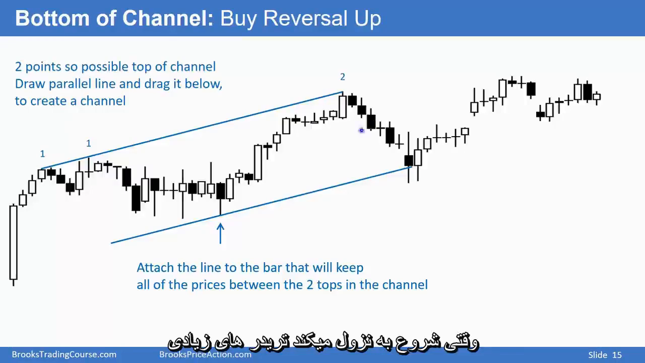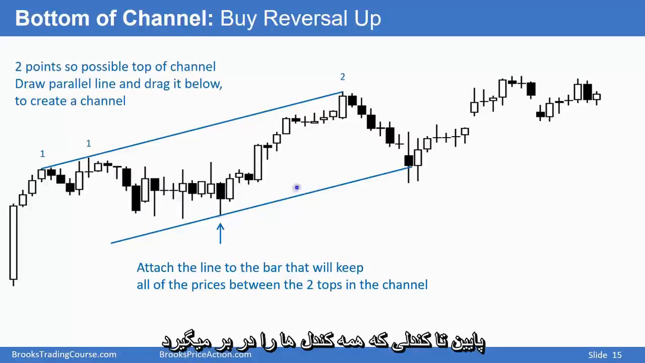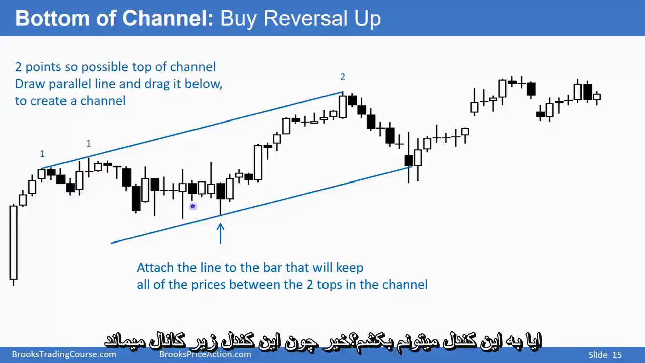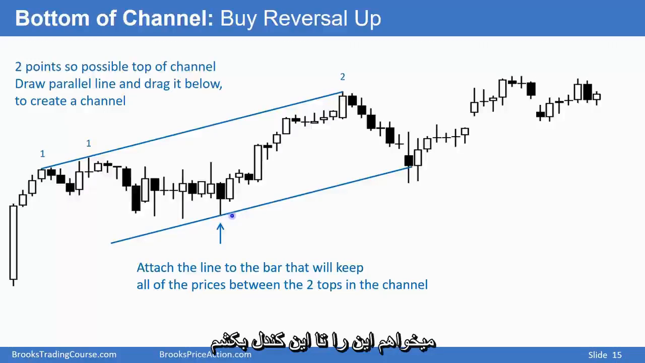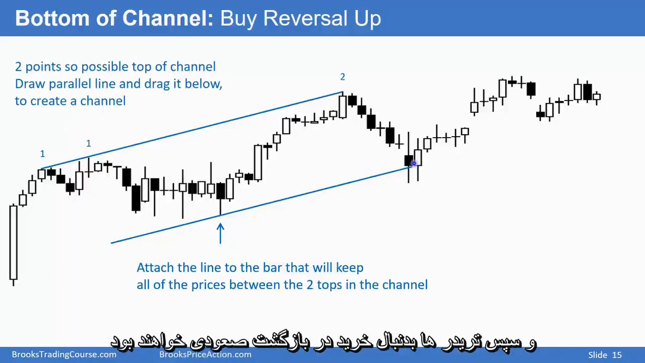Once we start to turn down here, a lot of traders can see an obvious top of a channel, and they'll create a parallel of it and drag it down to a bar that contains all of the bars. Would I drag it to this bar? No, because these bars would then be below the channel. I want to drag it down to the bar that would result in the channel containing all of the bars. And then traders will look to buy a reversal up.